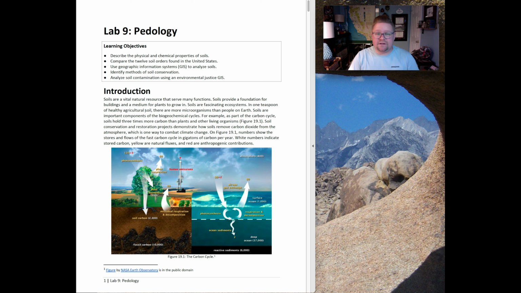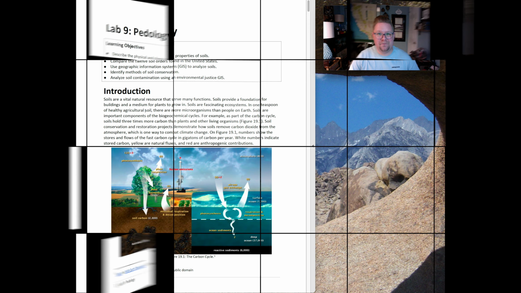Now we can see for this lab the learning objectives are to learn to describe the physical and chemical properties of soil. We'll also learn to compare the 12 soil orders found in the United States. We'll also use Geographical Information Systems, GIS, to analyze soils. We'll learn to identify soils and their methods and to analyze soil contamination using Environmental Justice, GIS. That being said, let's start Lab 9.